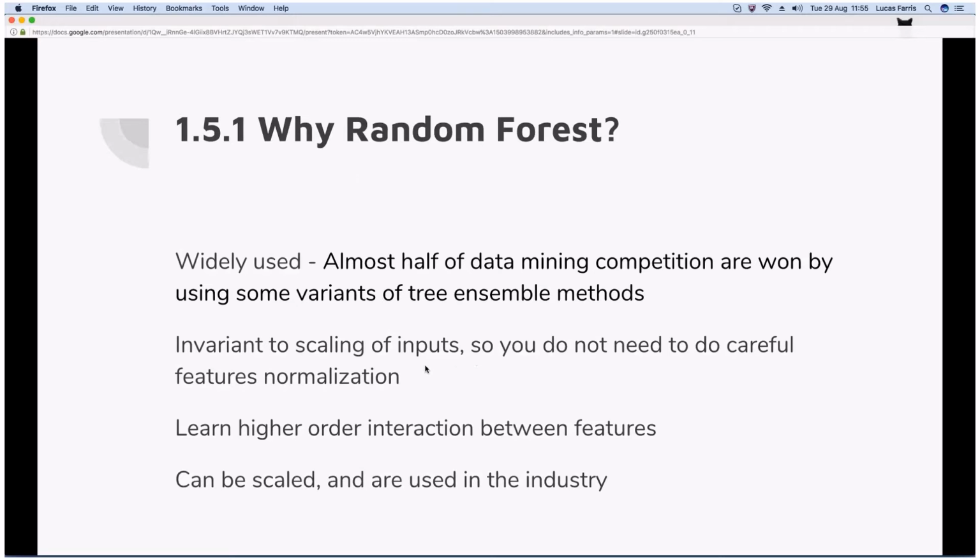They do not depend on your feature scaling. They can learn more interaction between the features, like if there's correlation between the features, not between a feature and an output, it can learn that better. And it is widely used in the industry. So it is a good reason.